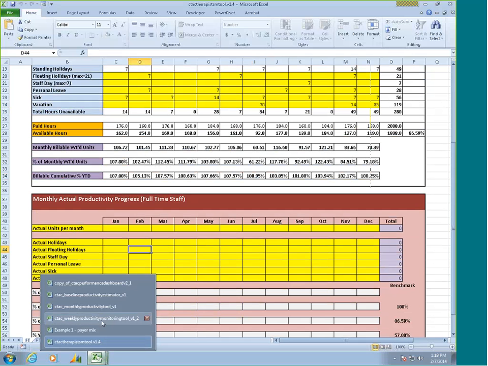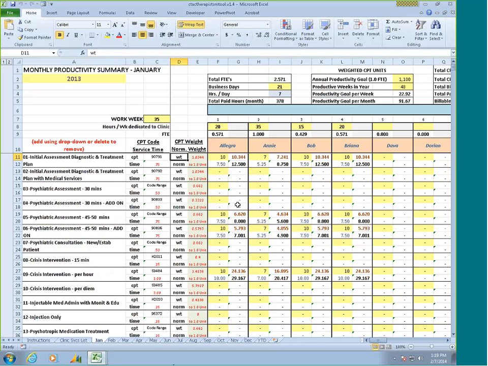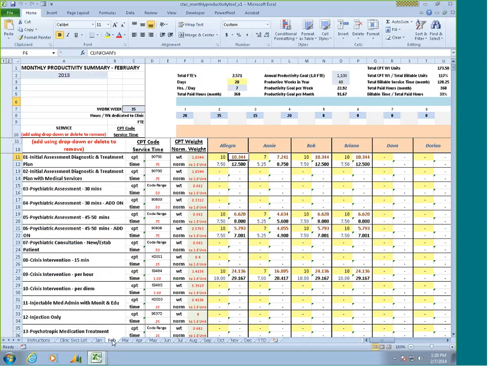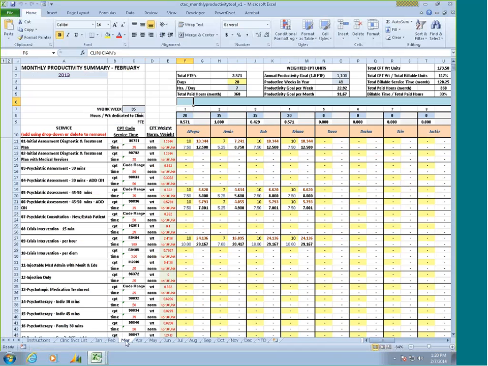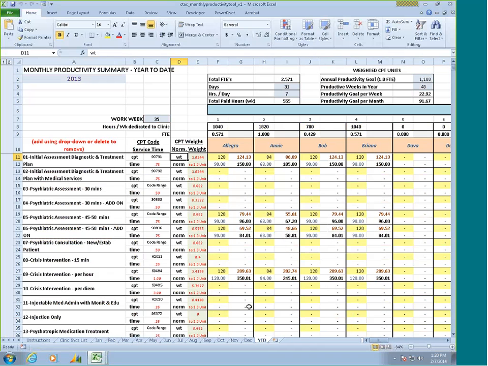So we have a couple more productivity tools. This is a bit more complicated. This is a monthly productivity tool that allows you to track individuals on a monthly basis, put in the number of units, type of contacts that they've had, and it'll generate the CPT weight. It will aggregate it across the months for individuals and give you a year-to-date picture.